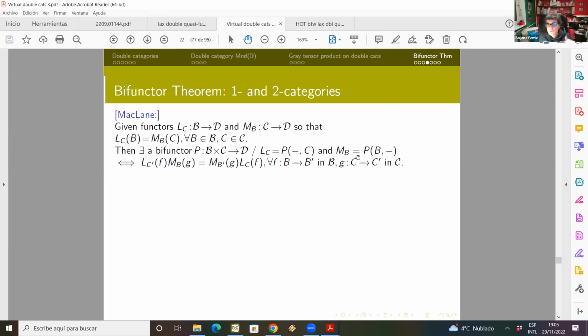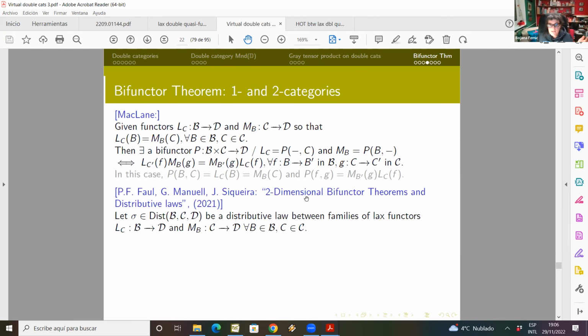so that the bifunctor is related with L and M in this way, if and only if there is this kind of commuting relation between L and M when they are evaluated on the morphisms of C. Moreover, this bifunctor is connected to L and M in this way on objects and morphisms.